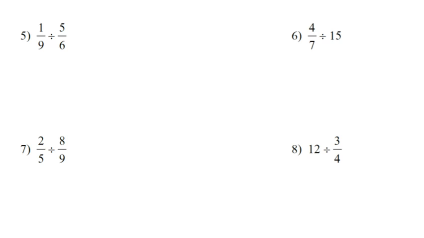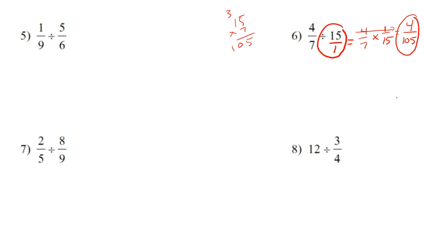Let's skip to number 6. We'll stay with this red pen. 4/7 divided by 15. So 15 is like 15/1. I'm going to change the second half of this, so it's going to be 4/7 times 1/15, because I'm going to find the reciprocal of that. When I multiply that out, I get 4, and then 7 times 15. Let's see what that is. 7 times 15 looks like 105. And 105 is not even, nor does 4 go into it. So that's my answer, 4/105.